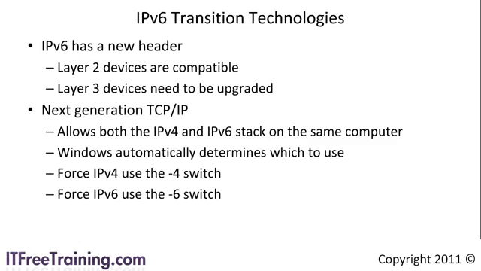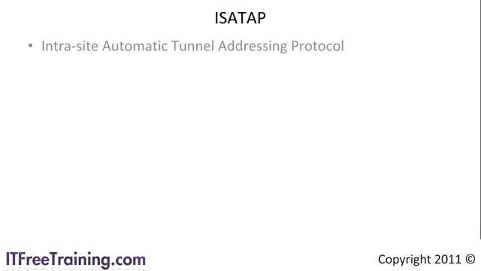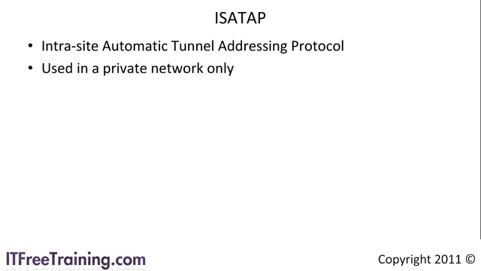Even with next generation TCP/IP, since the whole Internet is not yet IPv6 ready, you may have a situation in which you need to go over the IPv4 network to reach an IPv6 client, and this is where transition technologies come into play. ISATAP, or Intra-Site Automatic Tunnel Addressing Protocol, is enabled by default in Windows Server 2008. ISATAP is intended to be used in private networks only. It cannot be used on the Internet.